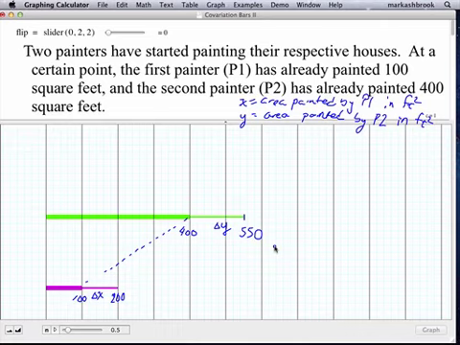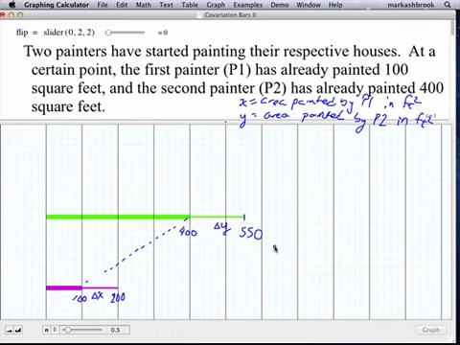So the total amount painted by painter 2 is not proportional to the total amount painted by painter 1. Is that right? Okay, so here's another question. Does the amount painted by painter 2 vary at a constant rate with the amount painted by painter 1? Now, first of all, is that a different question or the same question? Does the amount painted by painter 2 vary at a constant rate of change with the amount painted by painter 1? Different question?